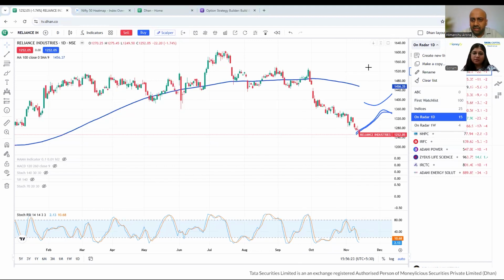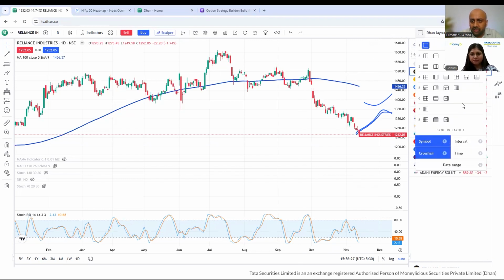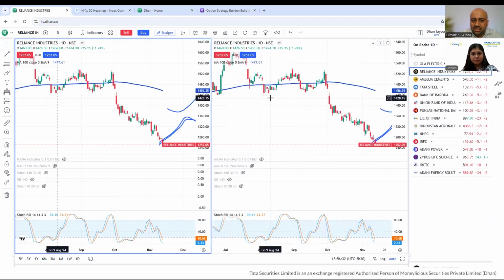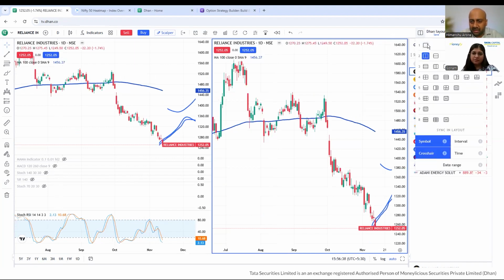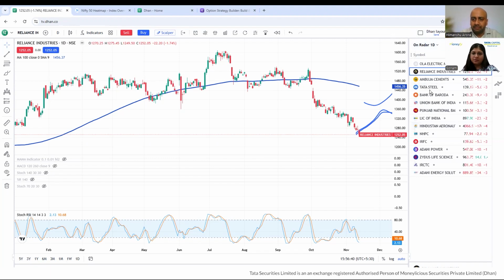And not just this, even if you want to apply multiple charts on a screen, you can apply some layout here. So you see, you will be able to look at these two charts at one point in time. So there are so many features on the charts along with this watch list that will also help you trade very quickly.